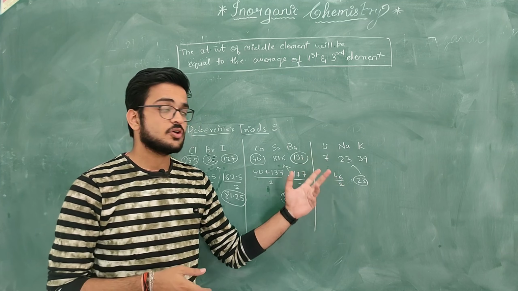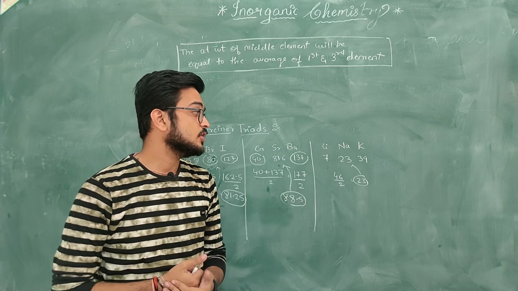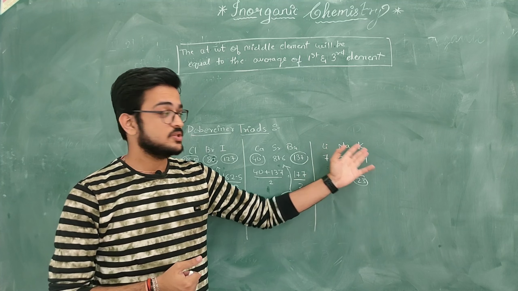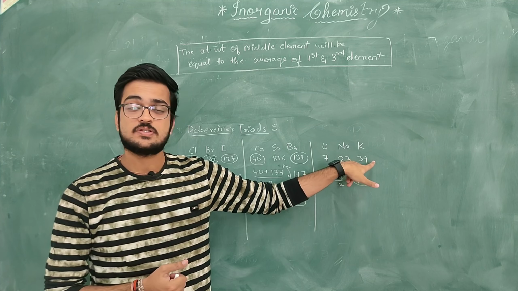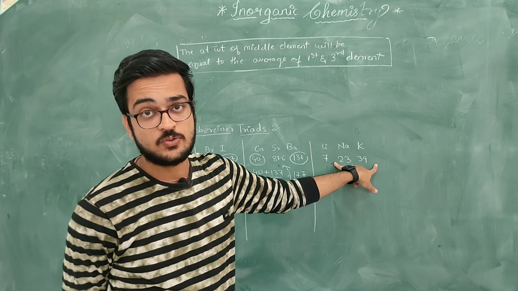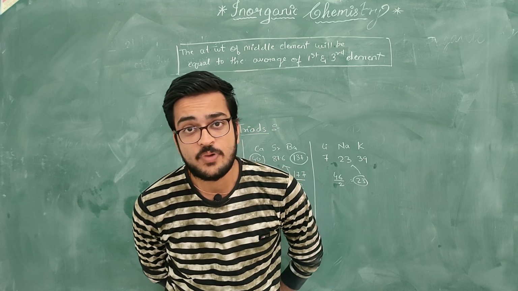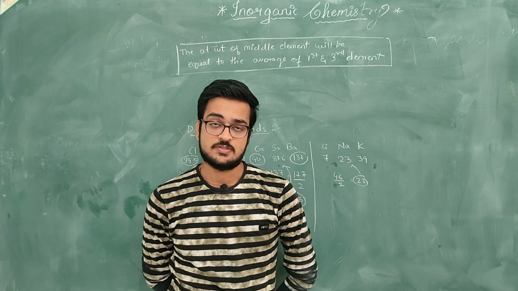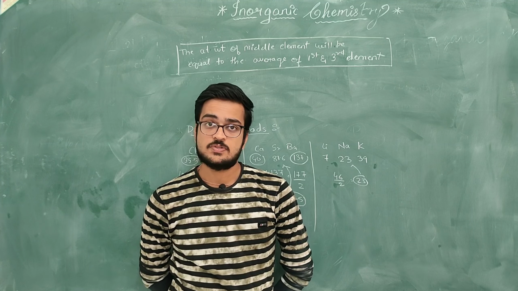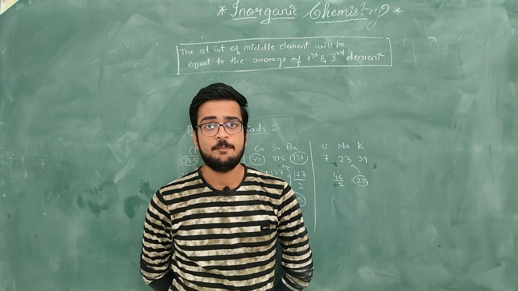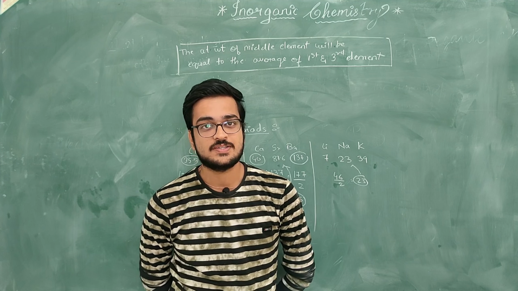Now talking about the last example, that is lithium, sodium, potassium: 7, 23, 39. If I add 7 plus 39, it gives me 46, divide by 2, that is the average, 23. It gives me the mass of the middle atomic mass. Now this was a simple assumption made by him. Still, this law was not accepted.